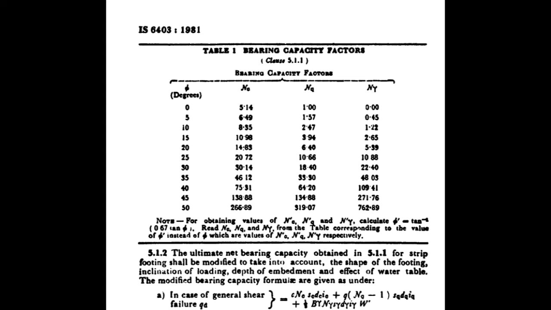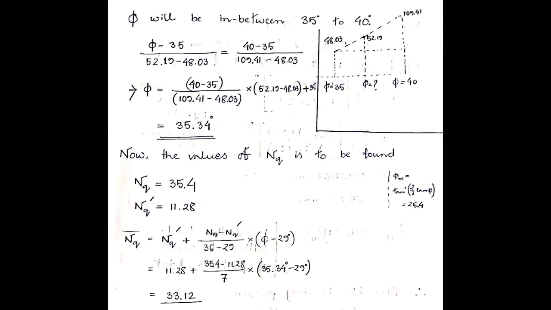Corresponding to that value of phi, we want to find out the NQ value. Here we are doing linear interpolation. We found the N gamma value as 52.19 and we see from the table that the phi value has to be in between 35 degree and 40 degree. We do linear interpolation and we found the phi value as 35.34 degree. Now this value is less than 36 degree. So we have to find out NQ corresponding to phi, which is 35.34 degree.